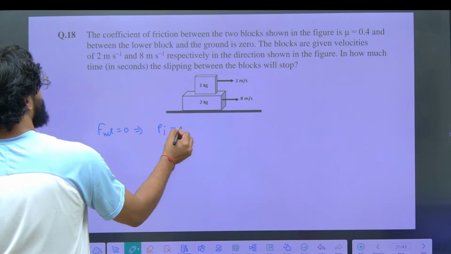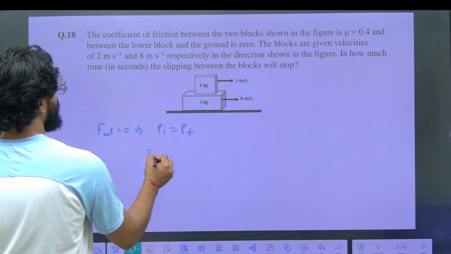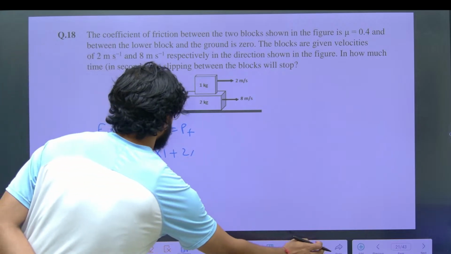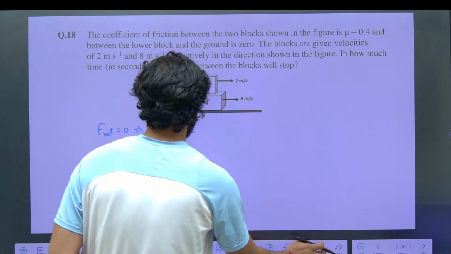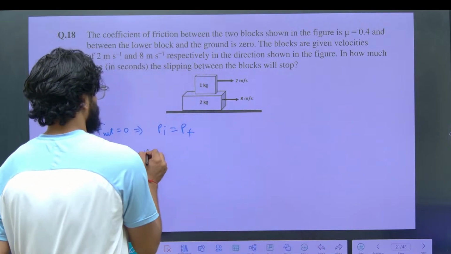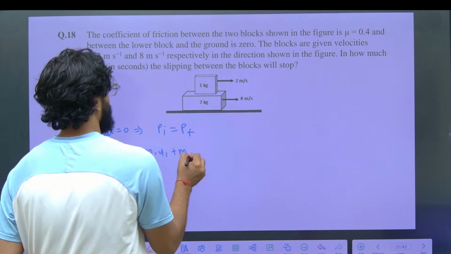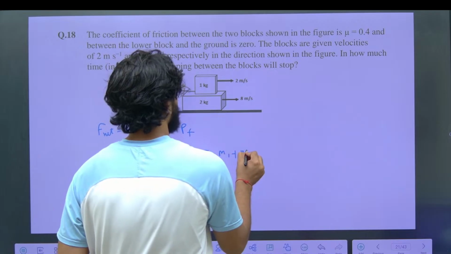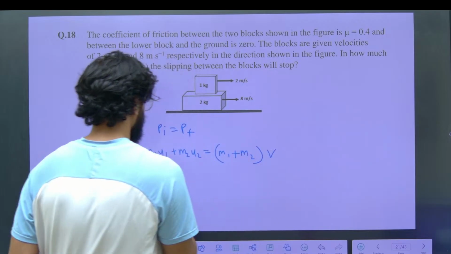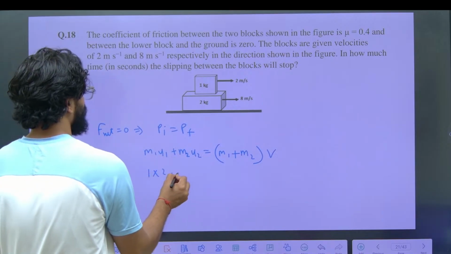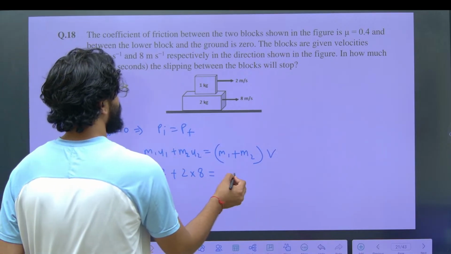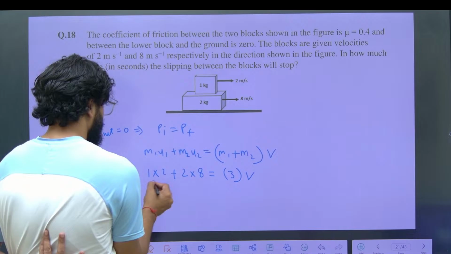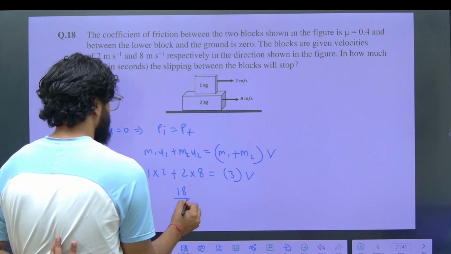It means we can conserve the momentum, right? What I'm trying to write is m1 u1 plus m2 u2. The friction will stop working when they are moving together, so it will be m1 plus m2 into v. So it is 1 into 2 plus 2 into 8 equals 3 into V. So the answer over here is 16, 18 by 3 is V.